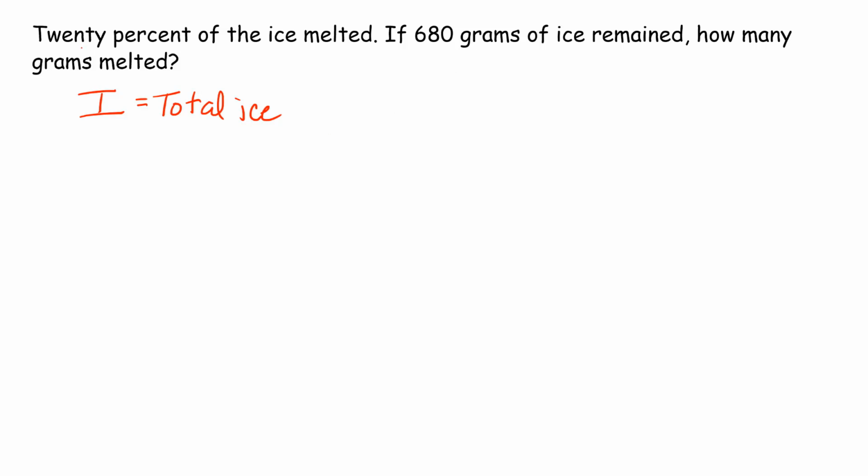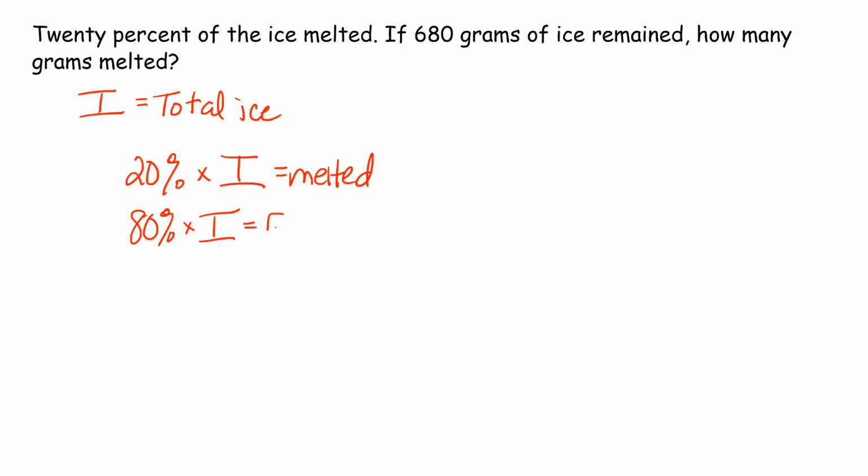So the problem, what does it say? 20% of the ice. So 20% of means multiply the ice. That's how much melted. If 20% of the ice melted, the other 80% did not melt. So 80% of the ice remained.